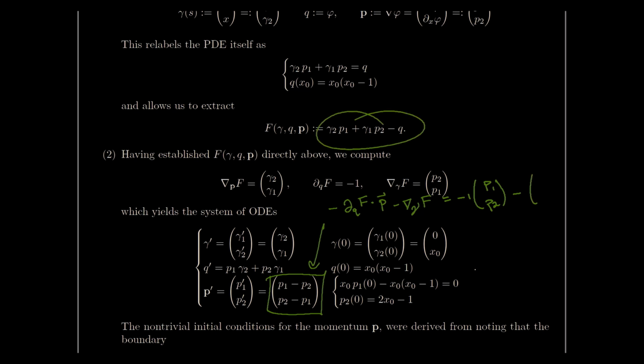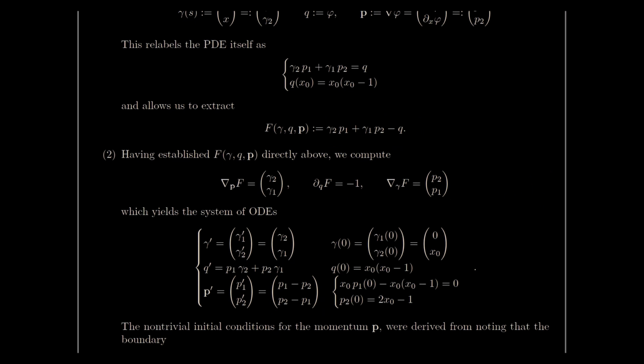The gradient of f in the gamma variables is p2 as the partial derivative in gamma 1, and then p1 is the partial derivative in gamma 2. So p2, p1. If I add all those correctly together, I end up with exactly what I have here. Okay, so this is going to be our system of ODEs. And then we are going to figure out what the initial conditions should be.